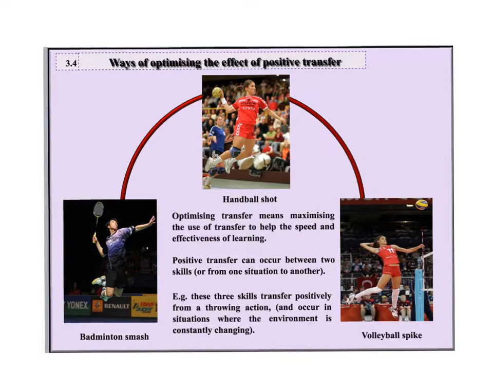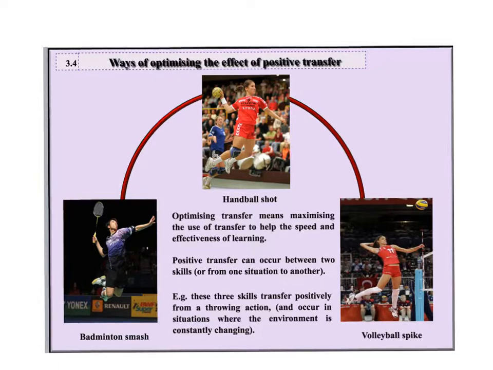Moving on to ways we can optimise effective transfer. So it's maximising the use of transfer to help speed the effectiveness of learning. Positive transfer can occur between two skills or from one situation to another. If you have a look at these photographs here, you've got the smash in badminton. It's a very similar skill to the volleyball spike. If you just take a moment to look at those, there'll be positive transfer between the two.